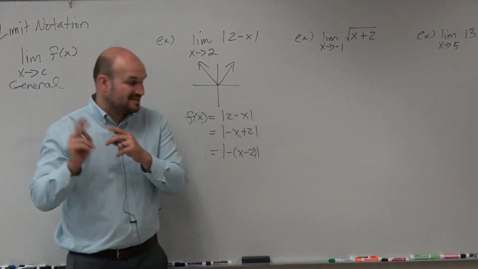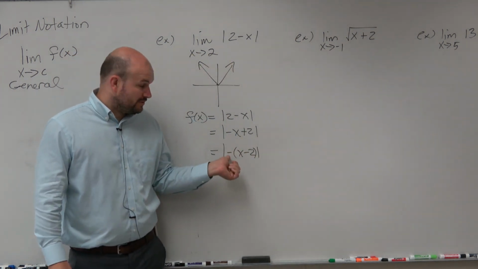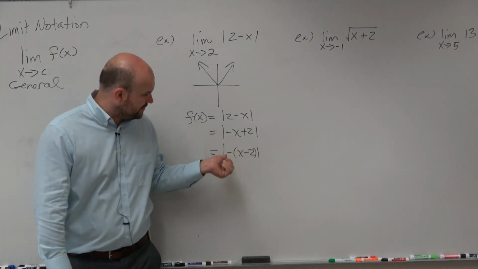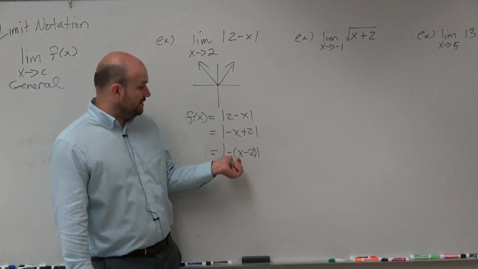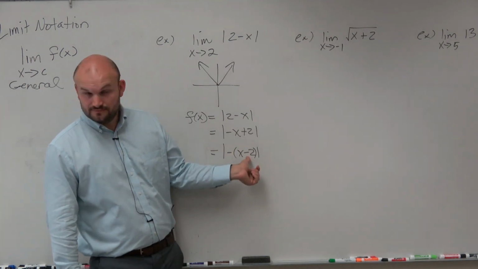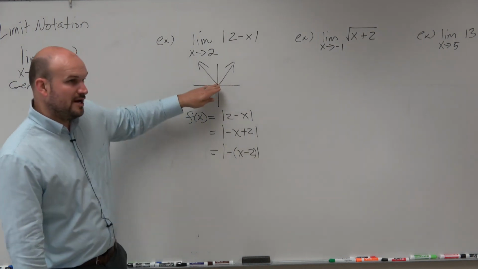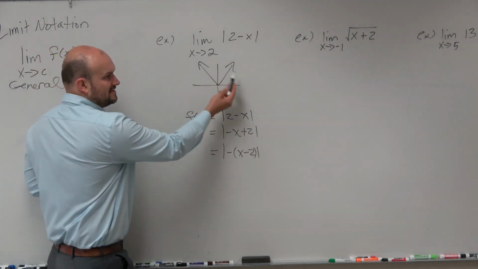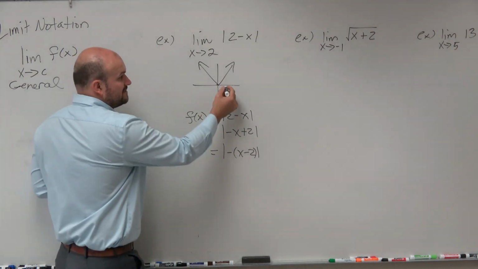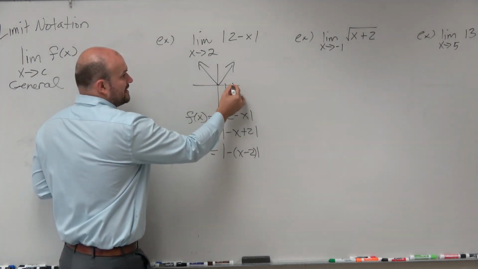OK? Now what this tells us, if you review transformations from pre-calculus and algebra 2, is a reflection about the y-axis. And this is a horizontal shift 2 units to the right. OK? So if here's your parent graph, does reflecting about the y-axis change the graph? No. But the graph is being shifted over 2 units to your right.